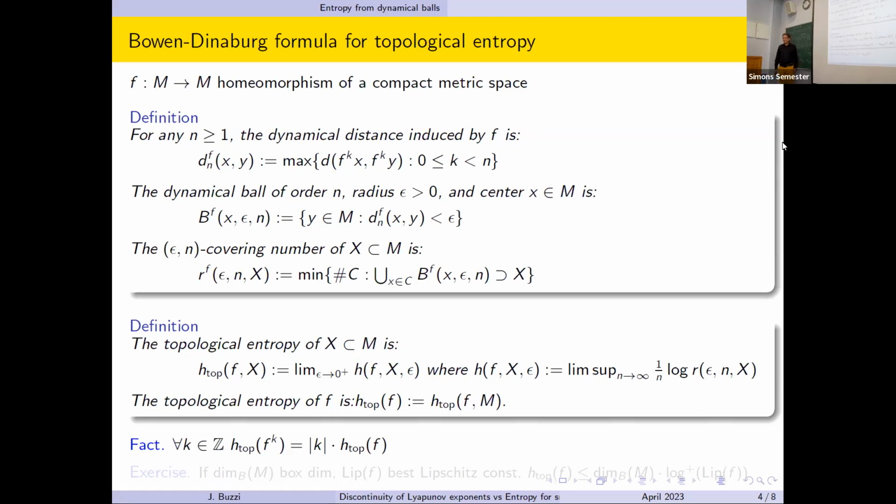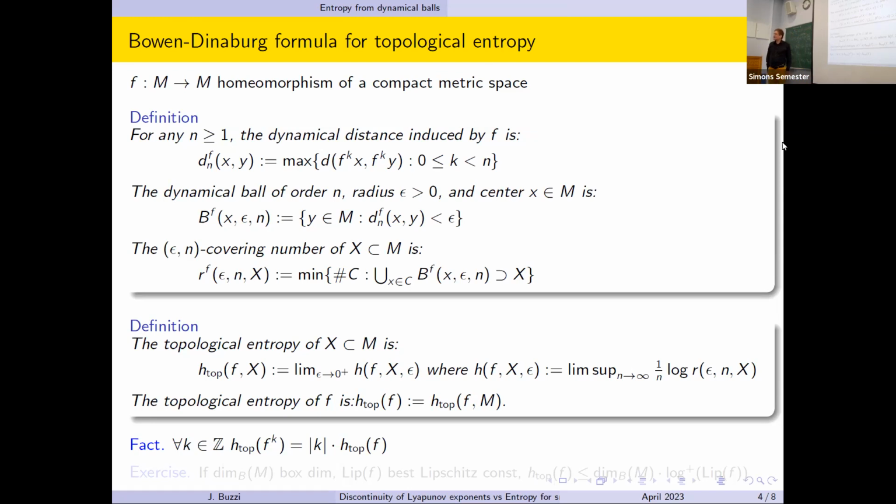Something that is constantly useful is first the fact that when you iterate, you just multiply the topological entropy. In particular, if you take k to be minus one, it tells you that the inverse has the same topological entropy as the original map. This is one first use. The second use is that whenever you obtain some estimate of the topological entropy up to some constant, where this constant does not depend on f, you can get rid of it just by applying the estimate to some very large iterate and then dividing by this iterate. This is something that we will use.